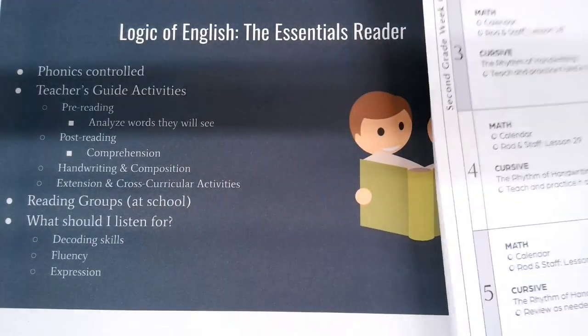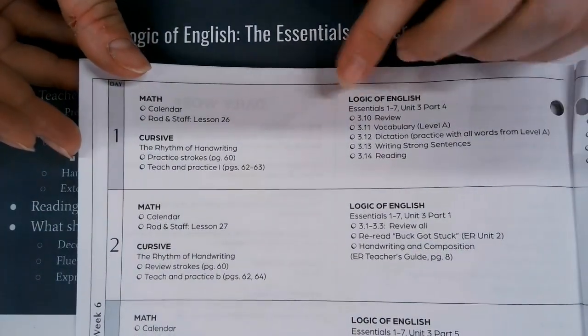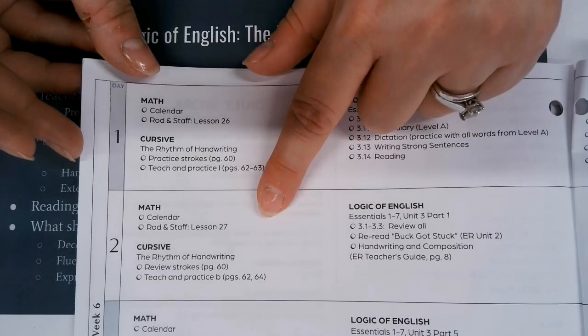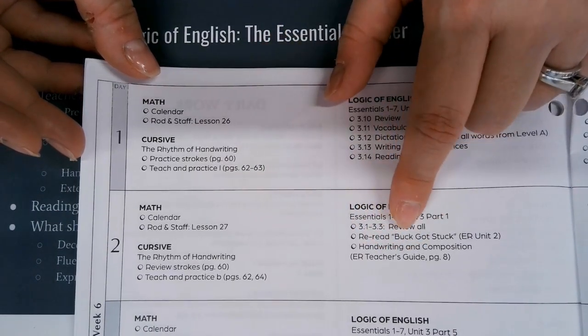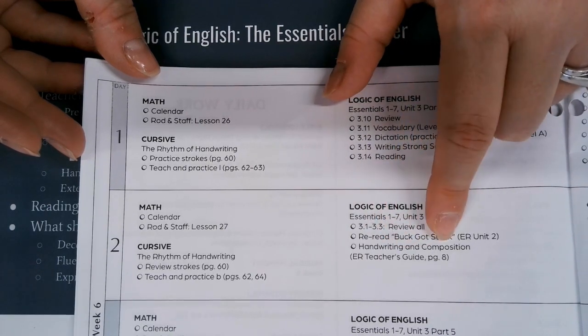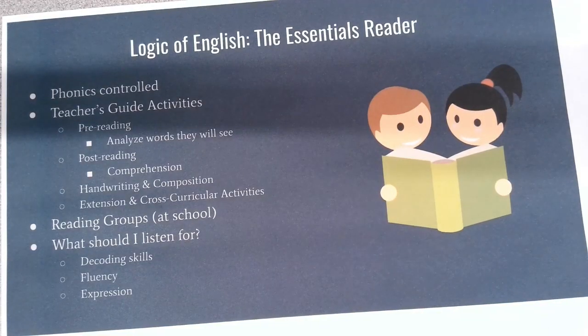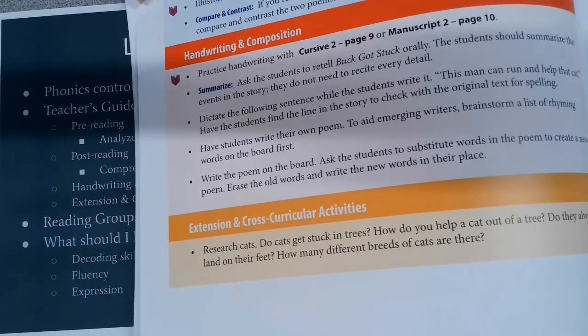Then the following week, remember each unit that we do in Logic of English is spread out over 2 weeks. So the following week, on day 2, you will again be going back to that story. You're going to reread the story, and then going back to the teacher's guide, you're going to do the handwriting and composition. So you'll have a different activity each time at home to work on. So you'll see handwriting and composition.